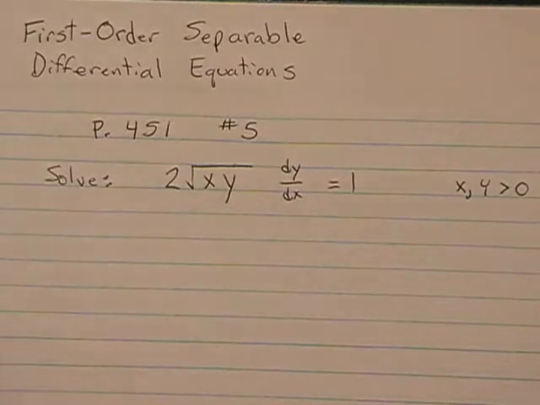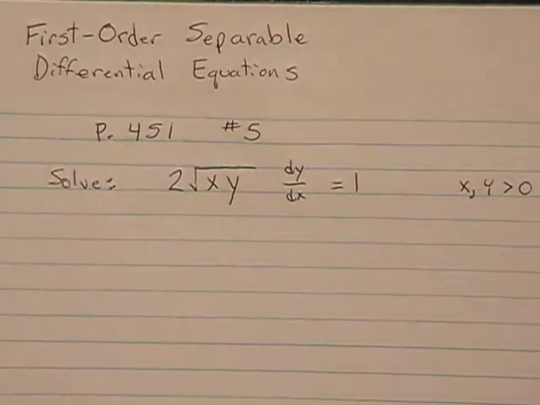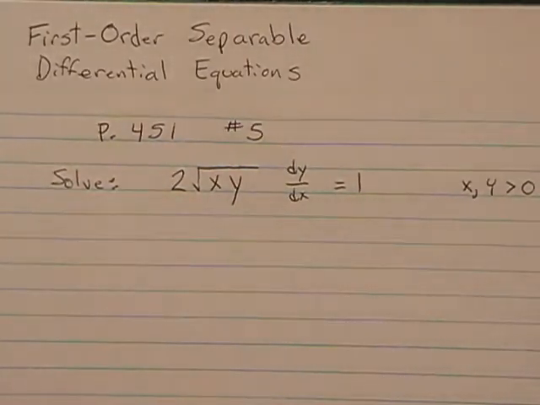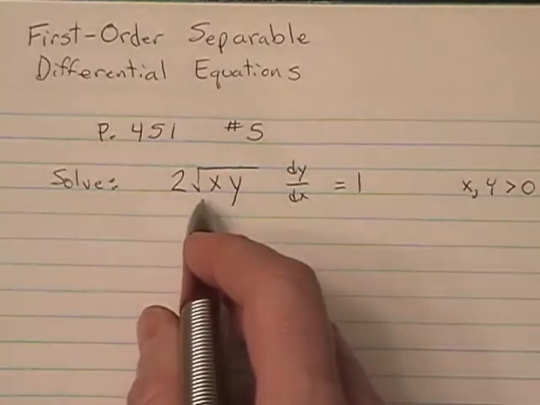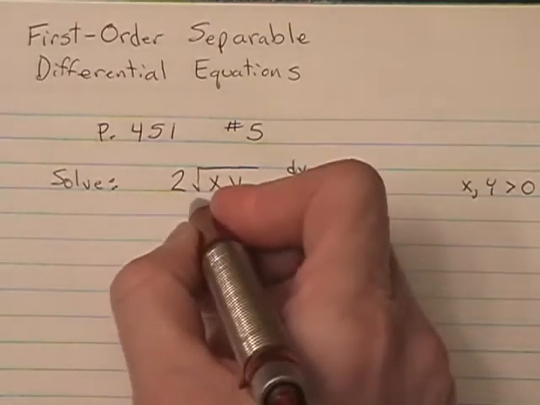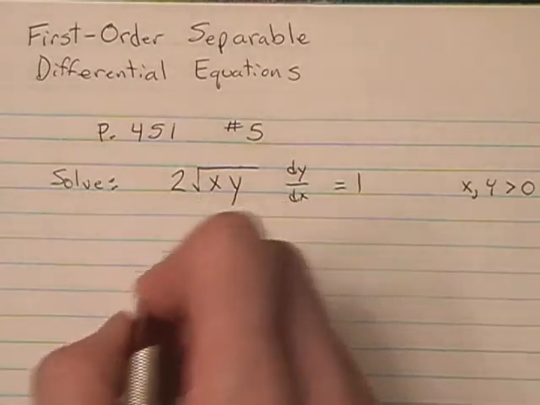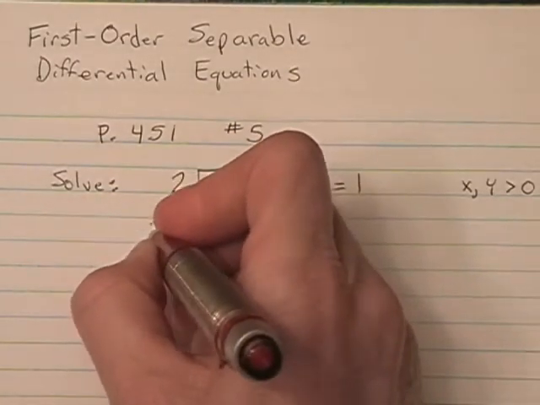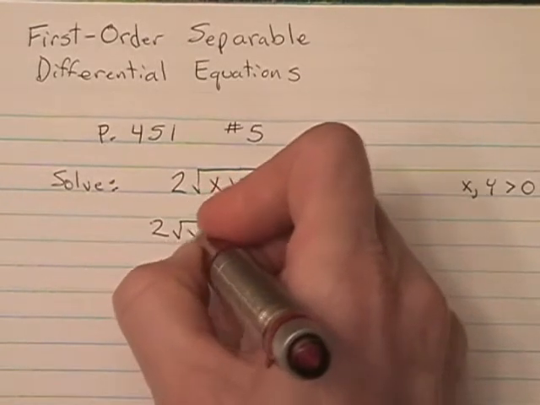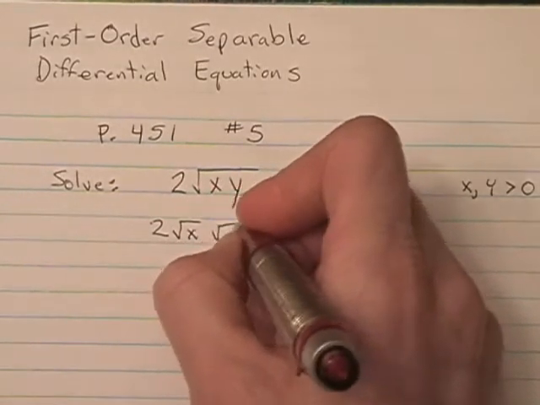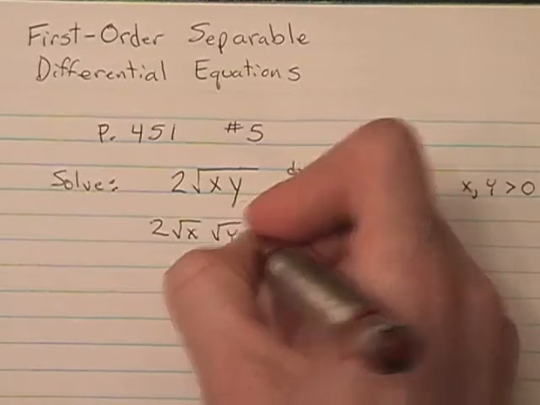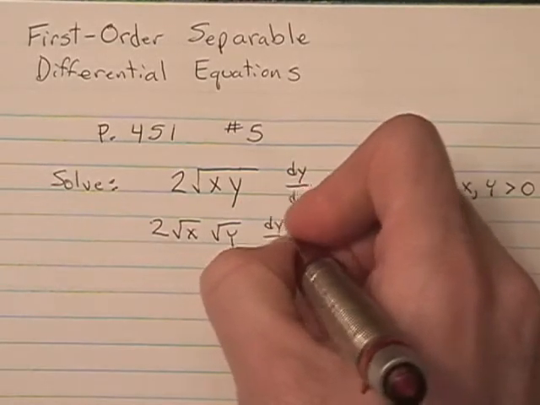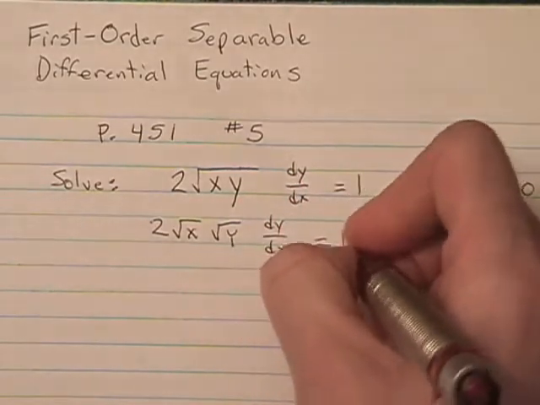So let's go ahead and do our technique for solving first-order differential equations. First thing I'm going to do is split this square root into the product of 2 square roots. So that'll give me 2 square root of x, square root of y, dy over dx equals 1.